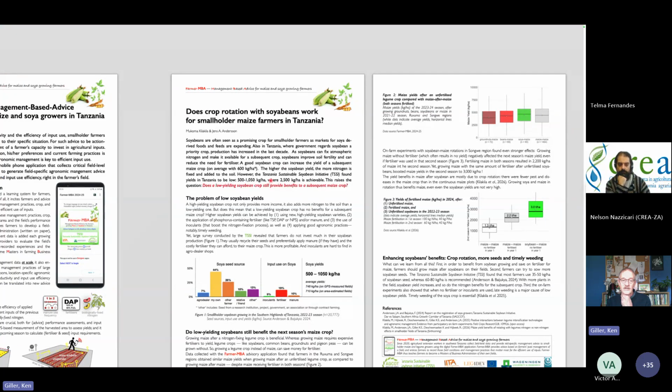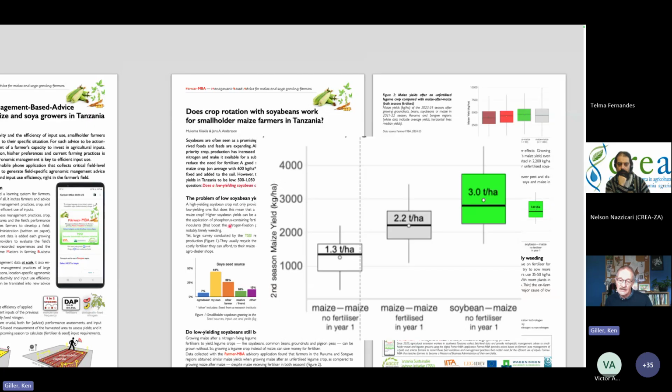Here, this one on crop rotation with soybeans, and particularly this is the work of Mukoma Kila Kila for a PhD. I'll just zoom in to show you that if we're looking at second season maize production, maize after maize with no fertilizer gives 1.3 tons. Maize after maize, which was fertilized in the first year, and that's a carryover effect, 2 tons. But soybean and maize with no fertilizer in year one gives us 3 tons. So again, the benefit of soybean in rotation is a way of getting nutrients into those systems, which the soybean can benefit from as well. So really taking some of these things to scale.